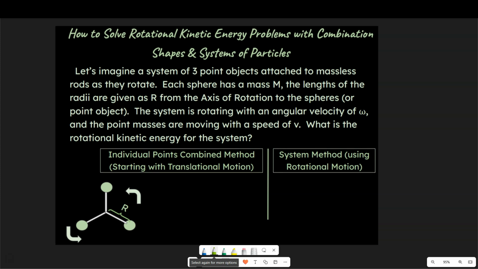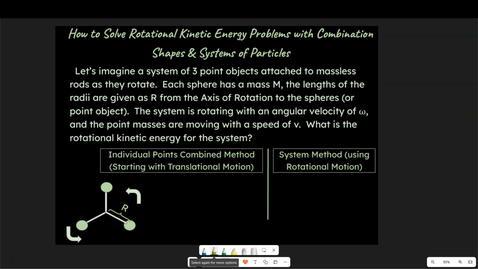First of all, I've got about the simplest problem you can create to talk about the different styles of addressing the problem. You can either address this as an individual points combined method, thinking about translational motion. That means moving from point A to point B in terms of kinetic energy. We've been doing translational motion since the beginning of the year, and then rotational motion is different, and we can think of that as a system and solve the problem that way. Either way you solve the problem is valid. It just depends on what you have to work with, and you can convert from one form into another. So let's go ahead and get to it.